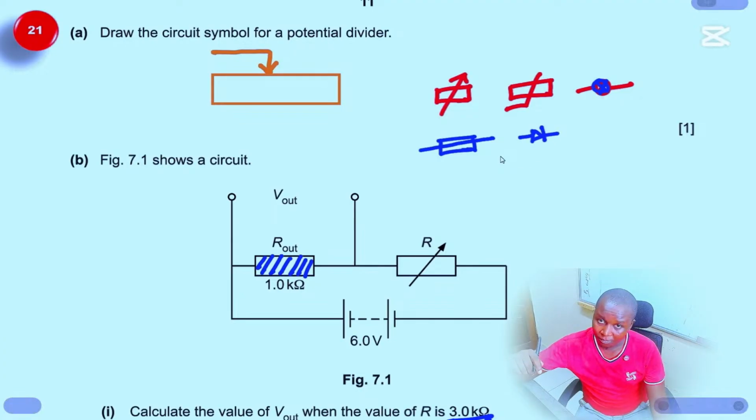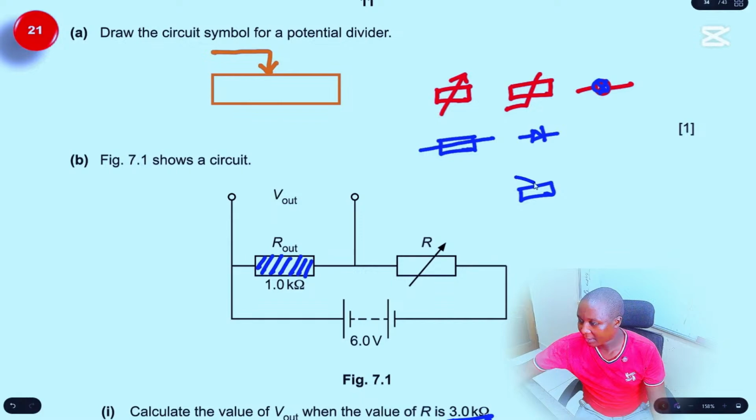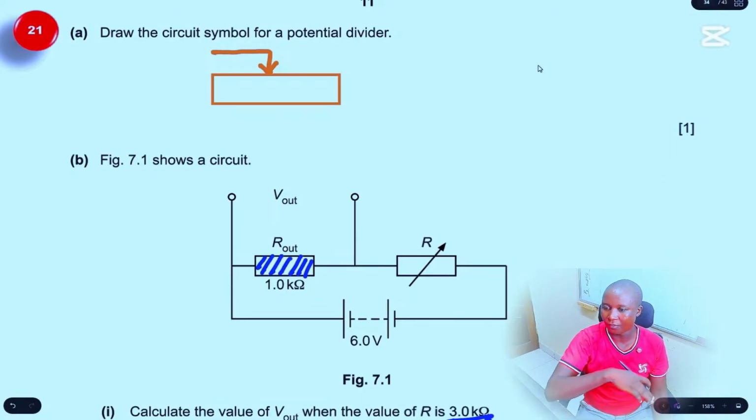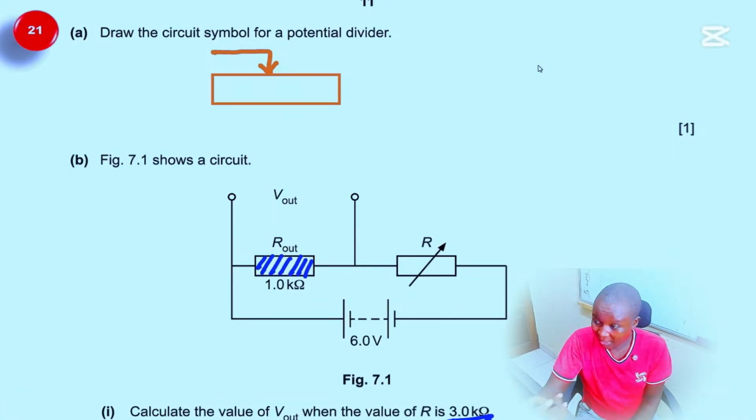that is a diode. If they ask you about a light dependent resistor, we say this is it. If they ask you about a fixed resistor, you'll have to draw something like that. So basically, these are the basic types of symbols they can ask you.